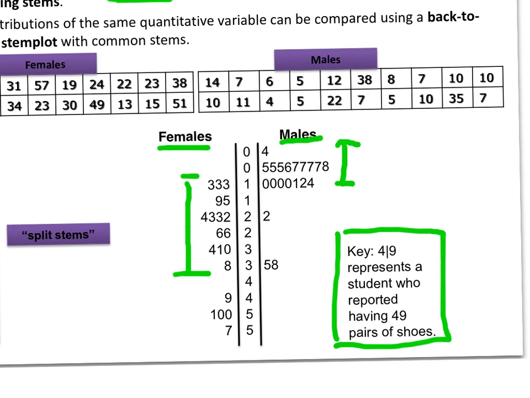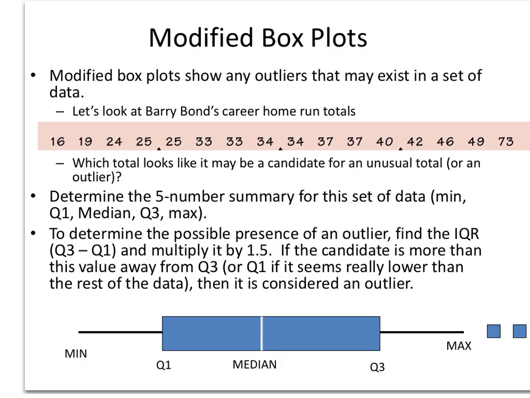But when we split up the stems and we actually make a back-to-back, put the females on one side and the males on the other.